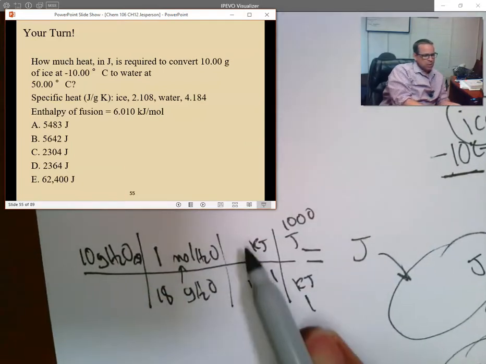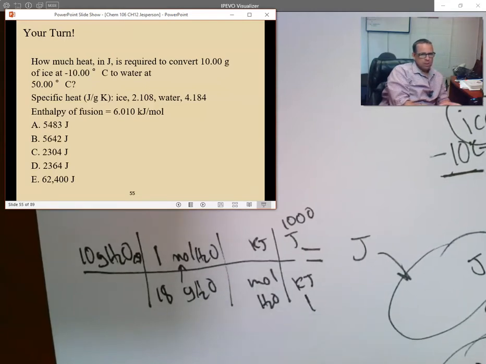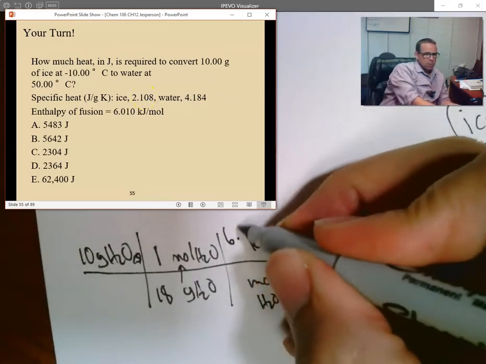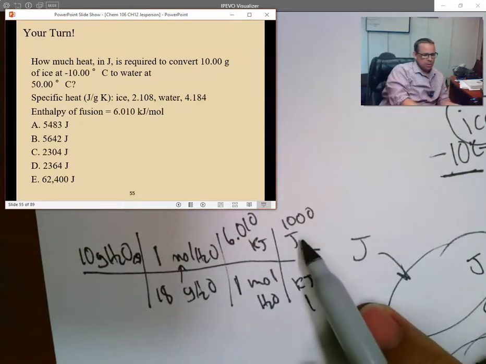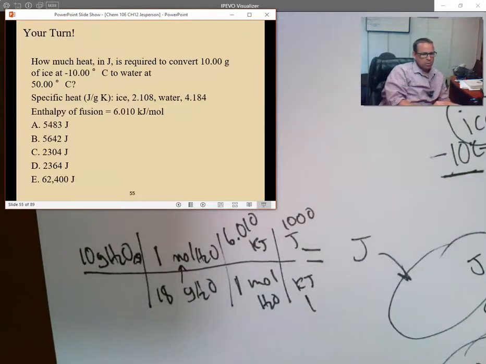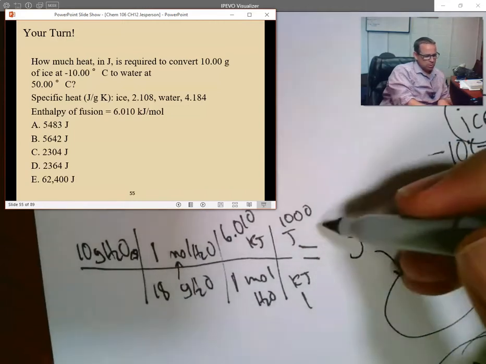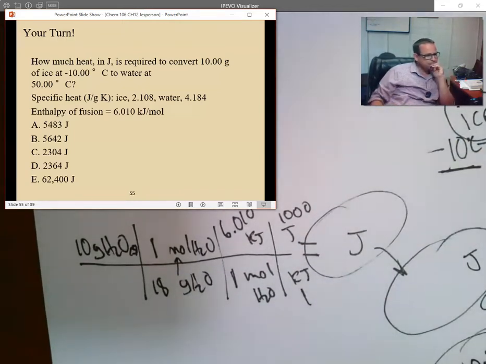And then, what's this relationship here, moles of water to kilojoules of energy? Where do I get that? 6.010, yes, very good. 6.010 kilojoules for every mole of water. And then I threw in here the 1,000 joules for every kilojoule of energy. Great. Can somebody give me an answer for this? How many joules of energy is this going to take to melt my 10 grams of ice?